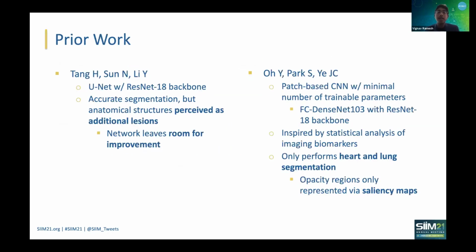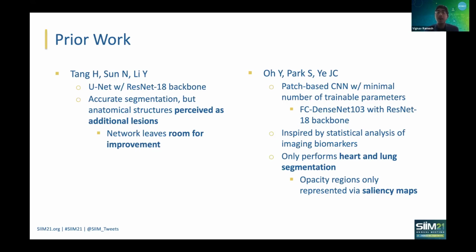Currently, only a few other published methods of segmenting COVID-19 lung lesions on chest X-rays exist. Tang, Sun, and Lee proposed a UNet with a ResNet-18 backbone for infection segmentation on chest X-rays. The model detected lung lesions fairly accurately, but high-density anatomical structures like bronchial trees were often perceived as additional opacity regions and compromised model predictions, indicating that the network leaves room for improvement.